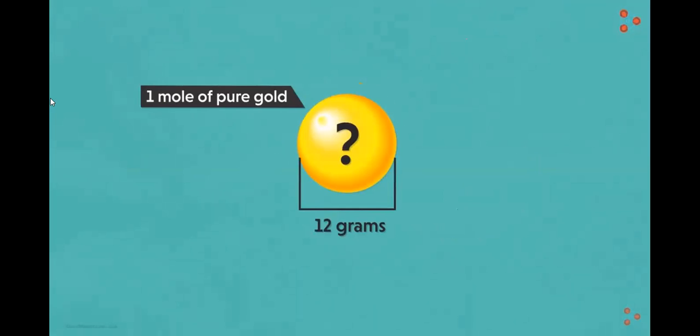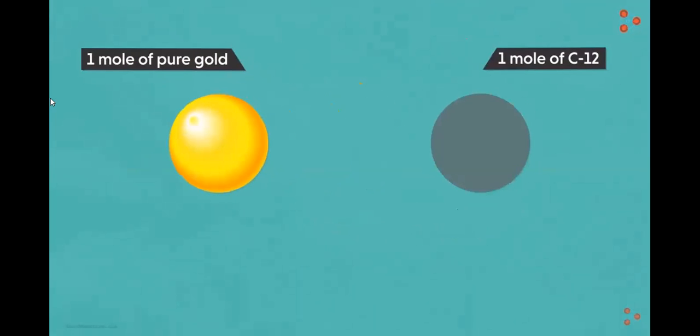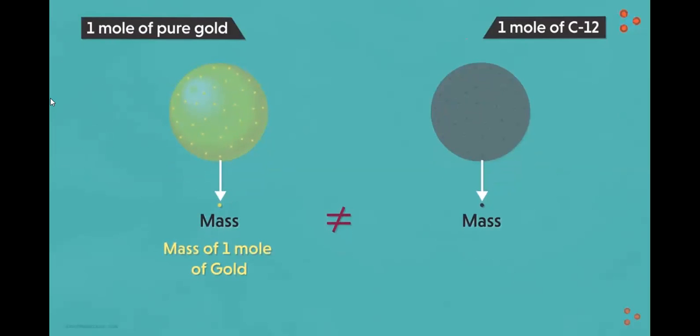The answer is no. It will not be 12 grams. Note that in both cases, the number of atoms is the same, but the mass of an atom of gold is different from the mass of an atom of carbon-12. Hence, the mass of 1 mole of gold will definitely be different from the mass of 1 mole of carbon-12. So 1 mole of gold weighs around 196.97 grams. That is because the mass of a gold atom is different from the mass of carbon-12 atoms.